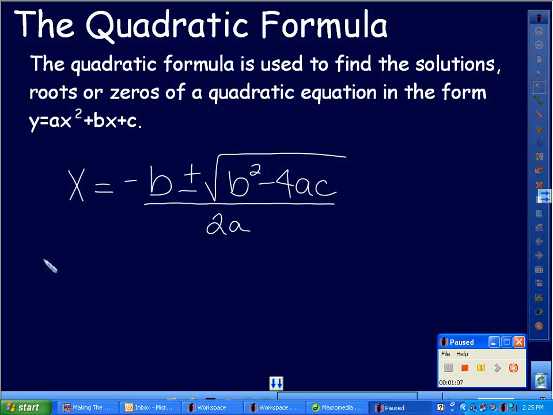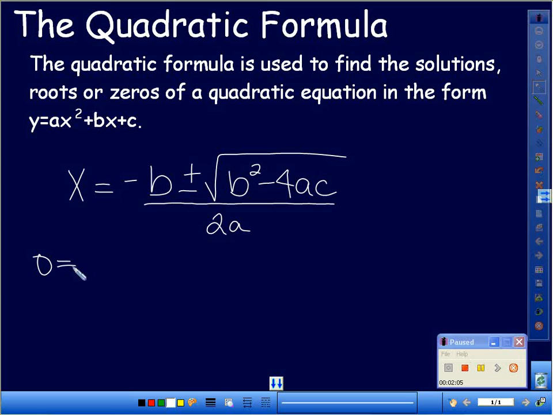Okay, so let's look at an example. How about 0 equals x squared minus 5x minus 6. The first thing I need to do is identify a, b, and c. Okay? A will always be the number in front of the x squared, so a is 1 in this case. Remember, if there's no number, it's a 1. B is always the number in front of the x term, so b is what? Negative 5. And c is the number that is a constant, which means it doesn't have the variable, so c is negative 6.